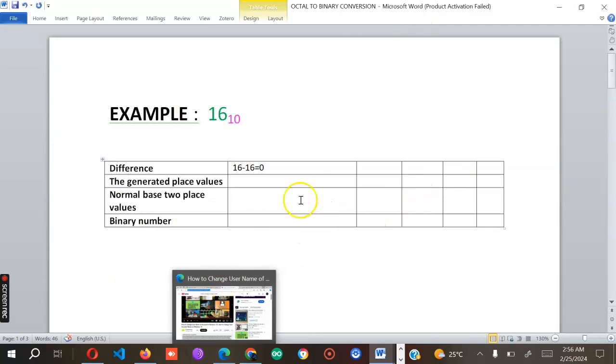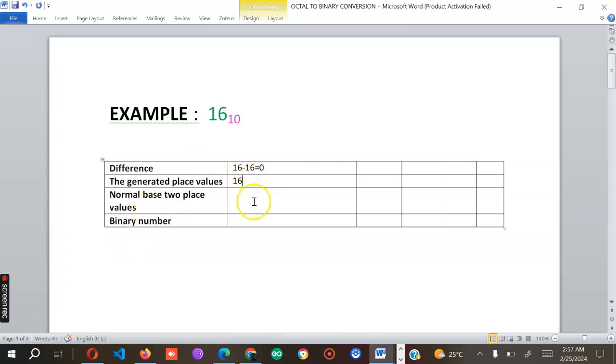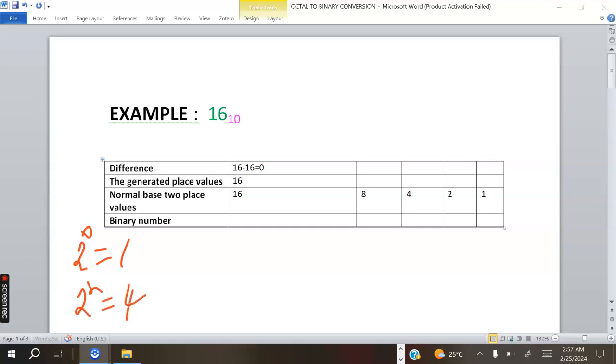I will show you how to go about the whole thing. So the generated place value is 16, and the normal base 2 place values are 16, then 8, then 4, then 2, and lastly 1. Remember the rules? Let me write this down. 2 to the power 0 is equal to 1. 2 to the power 1 is 2. 2 to the power 2 is equal to 4. 2 to the power 3 is equal to 8. 2 to the power 4 is equal to 16. So these are the factors that you consider.